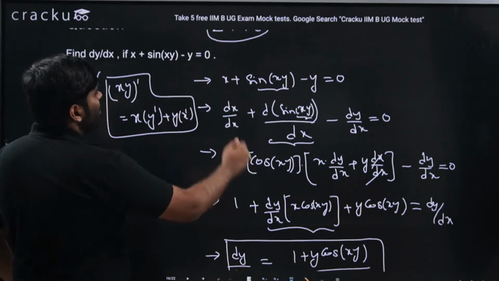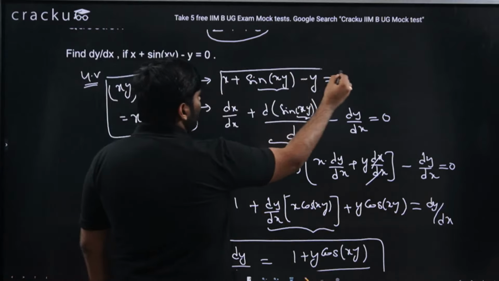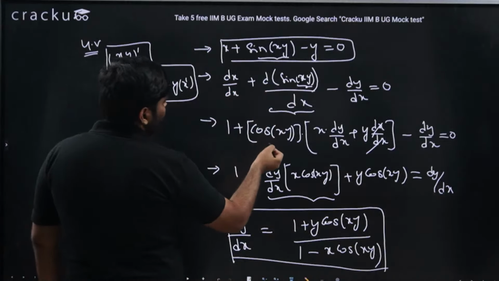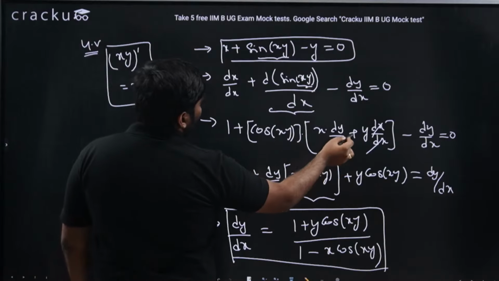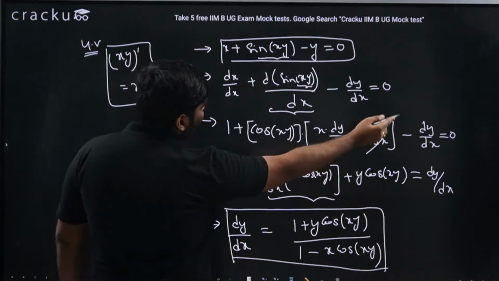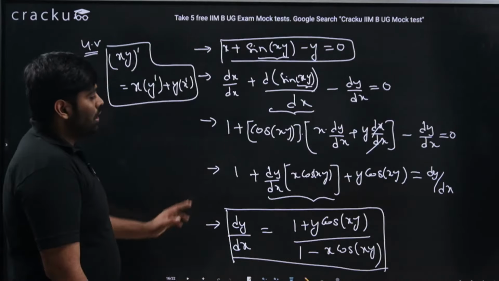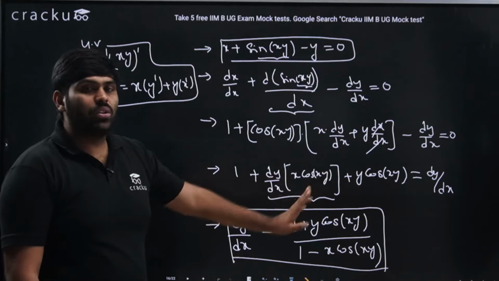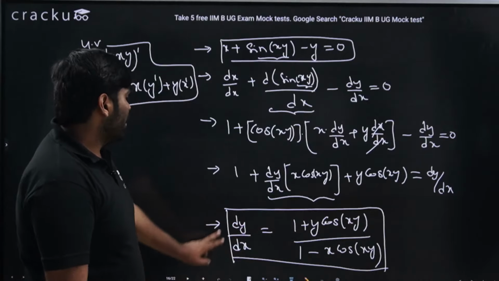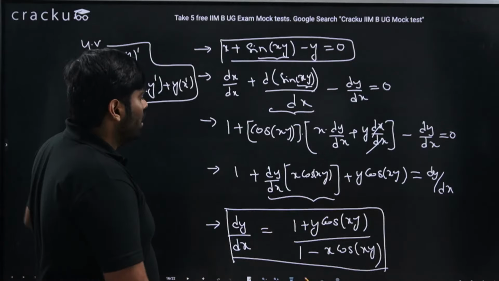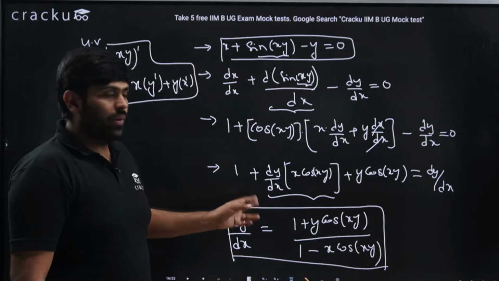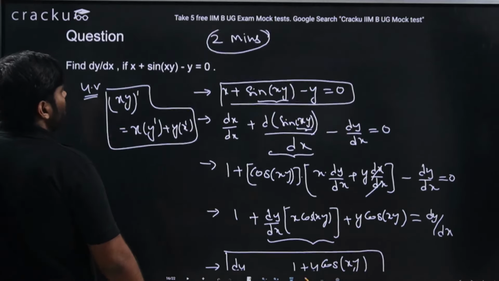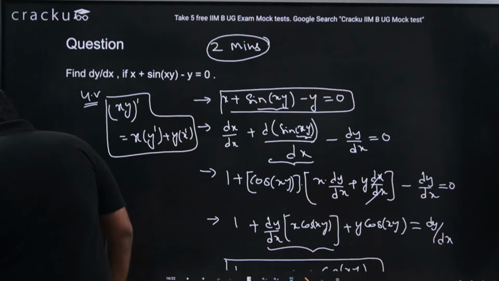So the given equation is differentiated with respect to x on both the sides. We get 1 plus cos xy into x dy plus y dx minus dy by dx is equal to 0. Just rearranging the terms from left hand to right hand and writing it this way, dy by dx is 1 plus y into cos of xy divided by 1 minus x into cos of xy. This is how we have to deal with the implicit equations.